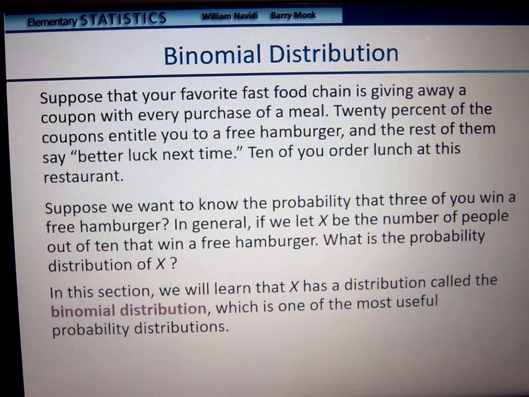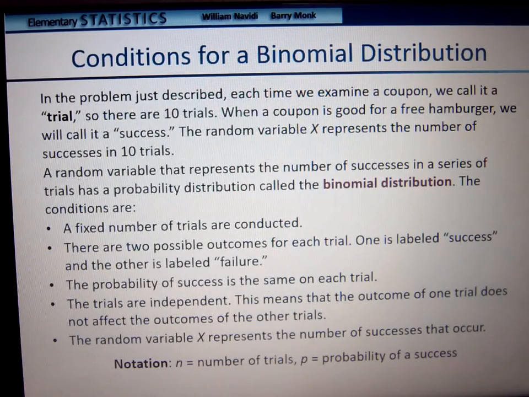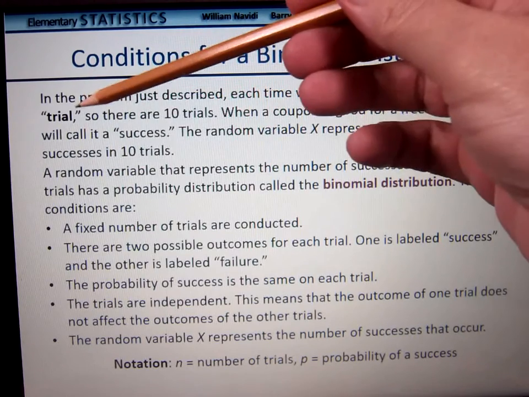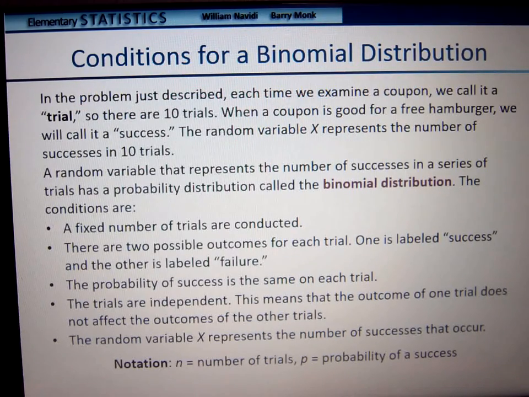In this section, we're going to learn that X has a distribution called a binomial distribution, which is one of the most useful probability distributions. In the problem we just described, every time we do it, before we would say we would have different samples, and now we will call them trials. When we're talking about binomial distribution, we talk about trials. So there are 10 trials. When a coupon is good for a free hamburger, we'll call it a success. If we don't get it, we call it a failure.